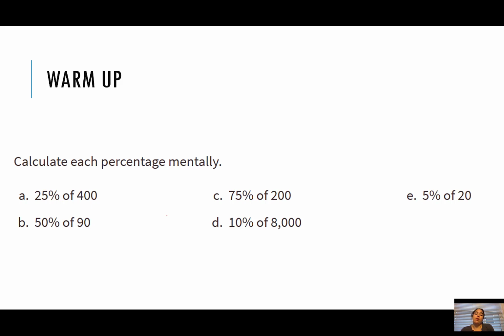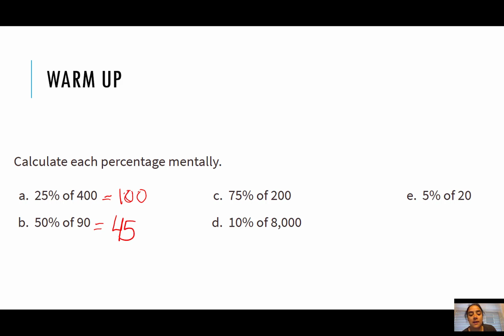All right, let's see what we come up with. 25% of 400. 25% is a quarter, or 1/4, of the number. So 25% of 400 will be 100, splitting it into 4 sections. 50% of 90, 50% is the same thing as taking a half. So what is half of 90? 45.